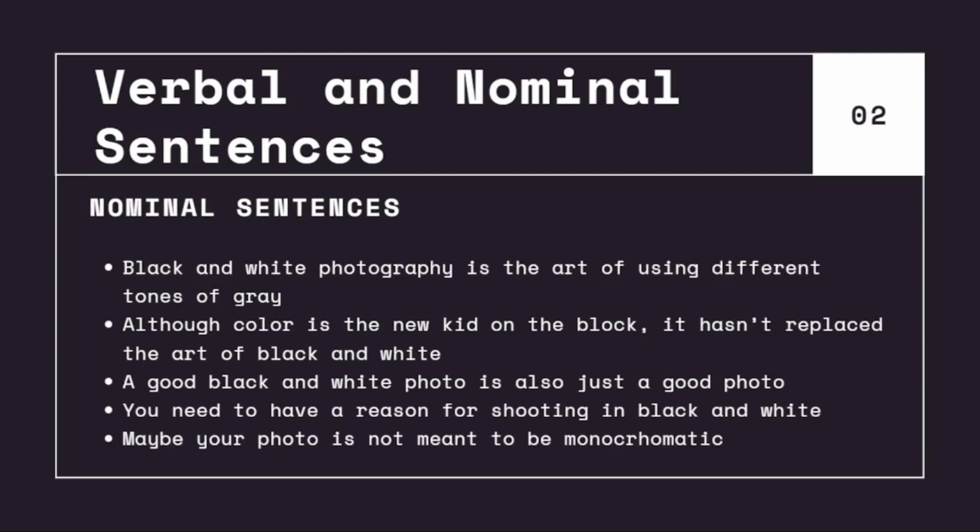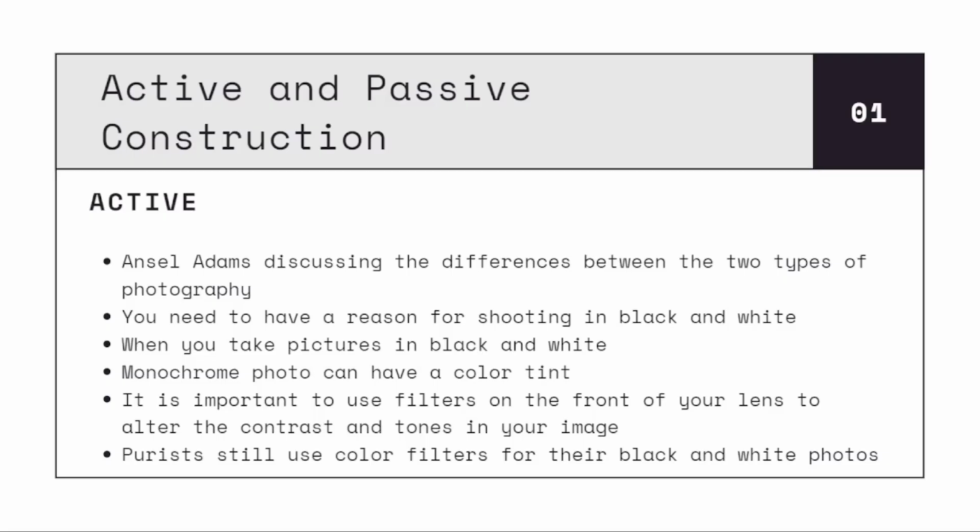Nominal sentence. 1. Black and white photography is the art of using different tones of gray. 2. Although color is the new kid on the block, it hasn't replaced the art of black and white. 3. A good black and white photo is also just a good photo. 4. You need to have a reason for shooting in black and white. 5. Maybe your photo is not meant to be monochromatic.